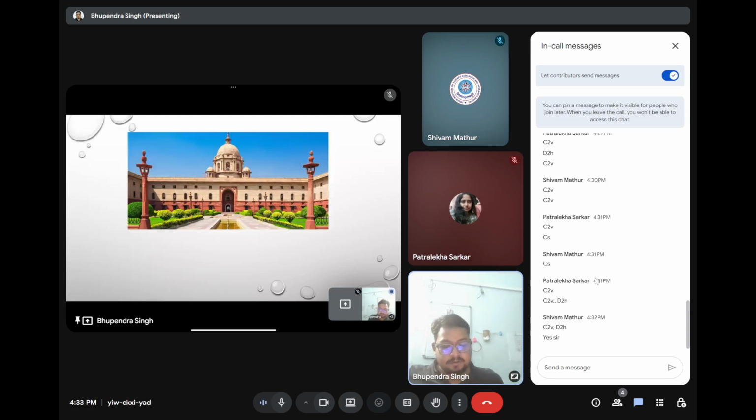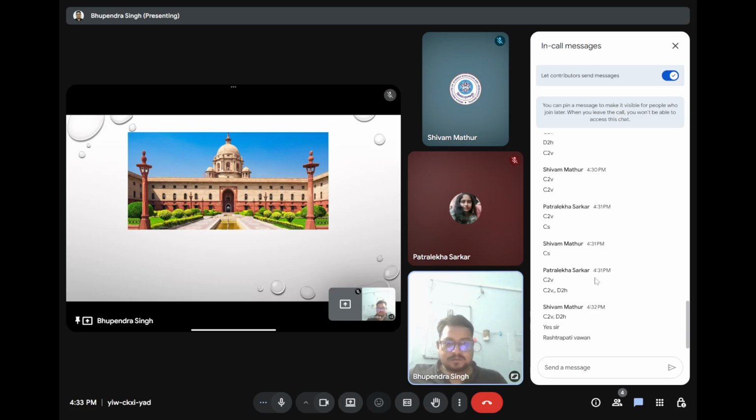Try to find out the point group of, or tell me what is this picture? Yes. This is Rashtrapati Bhavan. Okay. Try to find out the point group of this building, Rashtrapati Bhavan.